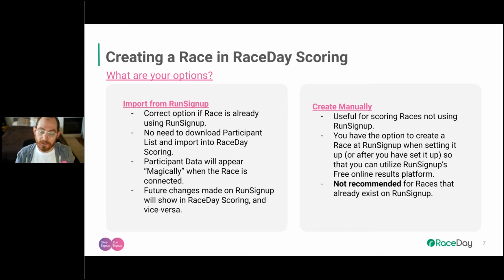So the only thing I'll say is this is really not recommended if the race already exists at RunSignup, because again, you have this option to import from RunSignup, and that makes things a whole lot easier if you just start from the RunSignup registration. In that way, all the results will be tied to the right participants. And yeah, so you really want to think before you get started here, is this race listed on RunSignup or is it not listed on RunSignup?